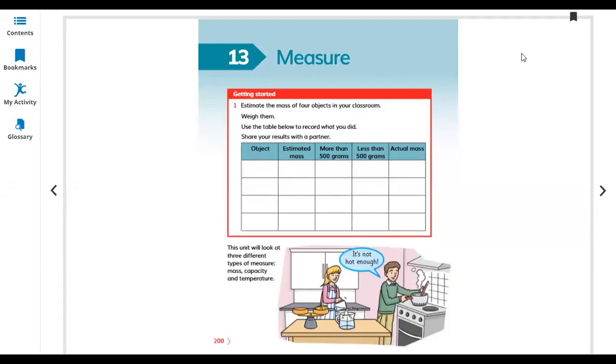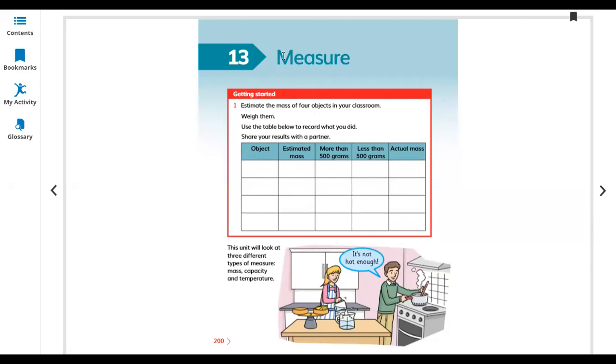Hello everyone, today I'm starting Unit 13 from Primary Math Learner Book for Grade 3. So let's start here. Get the mass of 4 objects in your classroom, then weigh them. Use the table below to recall what you did.